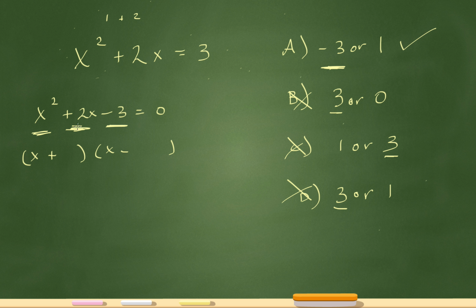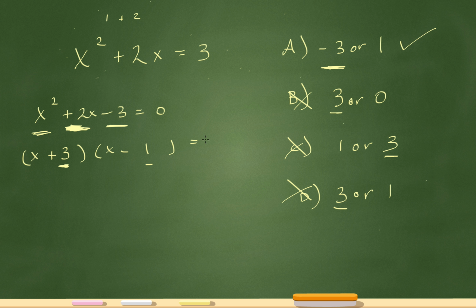Now, see how the 2 here is positive, so I know that the bigger number will go here and the smaller number will go here, because the only factors of 3 are 3 and 1. So I know that these two numbers have to be 3 and 1. The only thing I have to worry about is if the 1 goes here or if the 3 goes here. And since this is +2, then the bigger number will go here.